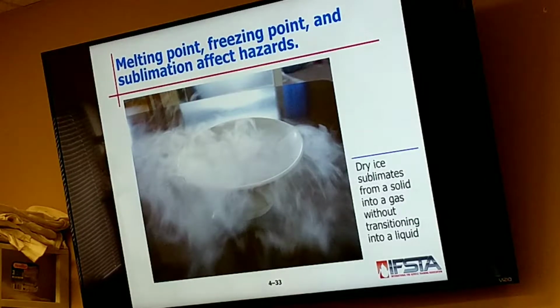There's some substances out there that change directly from a solid to a gas without going to a liquid. That would be something like dry ice. How many have ever seen dry ice and what it can do? Okay. Mothballs is another one.